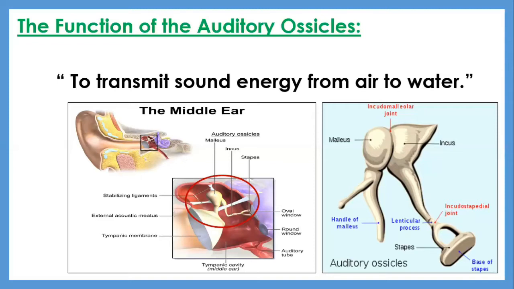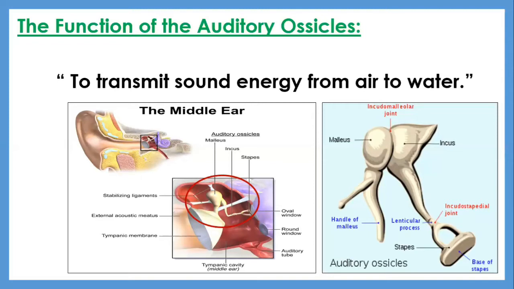Now, the surface area at the footplate is approximately 17 times smaller than that at the tympanic membrane, and therefore the pressure of the air against the tympanic membrane is increased approximately 22-fold at the stapes against the oval window. And without the auditory ossicles, the threshold of hearing would rise by about 30 decibels.